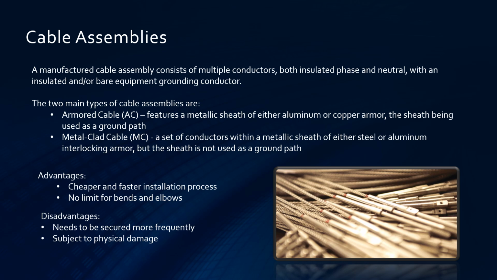Cable assemblies are another type of wiring system. It's a manufactured cable assembly. Consists of multiple conductors, both insulated phase and neutral, with insulated and or bare equipment grounding conductor. The two main types of cable assemblies are your armored cable, which has a metallic sheath of aluminum or copper, and that sheath is used as a ground path. And then the metal clad cable is basically the same thing, but the sheath is not used as the ground path.